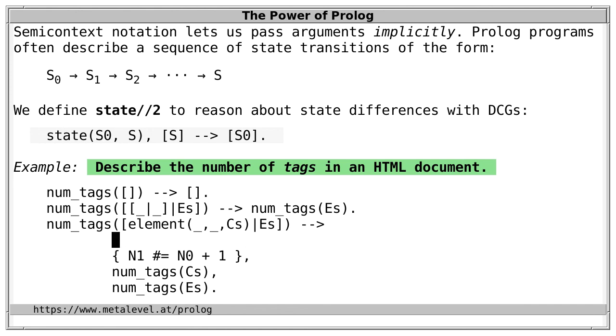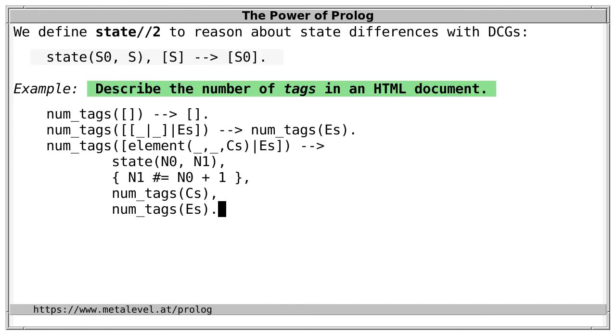Now, with this non-terminal, we can say n0 is the current state and n1 is the next state. So in our case, the state is simply an integer. So a major attraction here is that we need far fewer arguments because the state is now passed mostly implicitly. And only one of the rules needs to take the state into account explicitly.